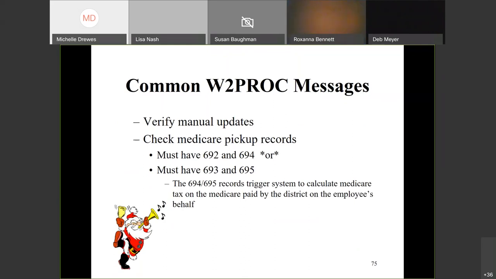Check the Medicare pickup records for your employees that have this, either the 692, 694, or if they have the 693 and 695. If they have the 694, 695 records, that triggers the system to calculate the Medicare tax on the Medicare paid by the district on the employee's behalf.